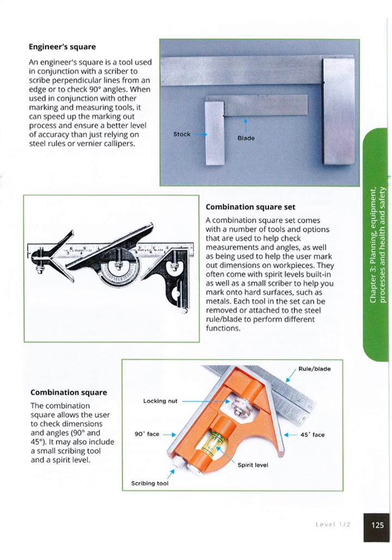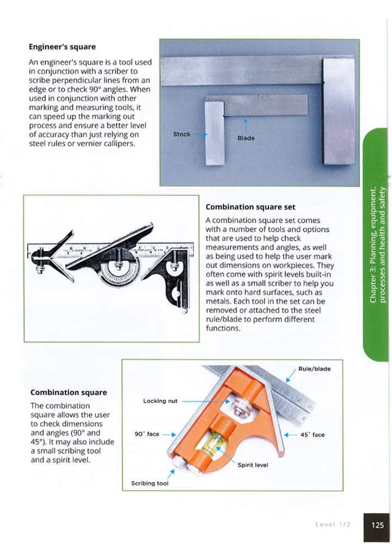Each tool in the set can be removed or attached to the steel rule blade to perform different functions. If you look on the left hand side there, you've got the corner combination set. You've got something that could give you a 30-degree angle or greater, because it looks very similar to a protractor there that you can change. And then you've got the 45 and 90-degree angle, which is just on the right hand side there. If you look at the bottom of the combination square set, you will see a spherical item just at the bottom of the stock. That's where the scribe is. You literally unscrew it, and there's a small pin there used for you to scratch onto metal.